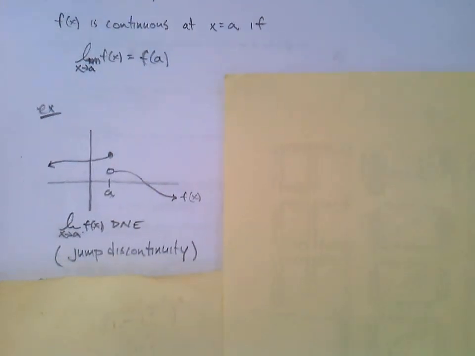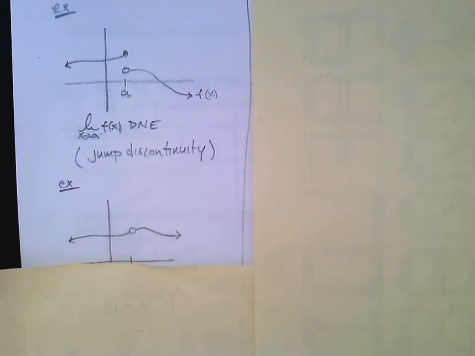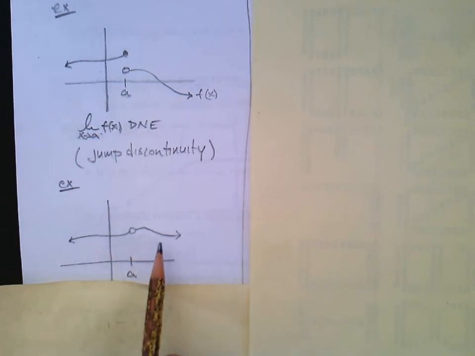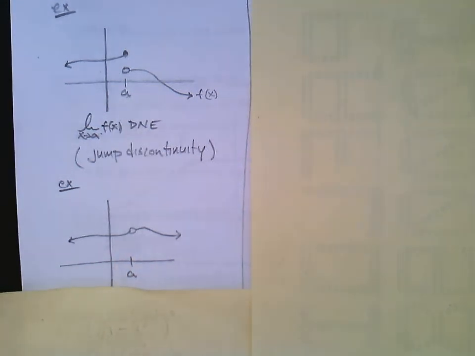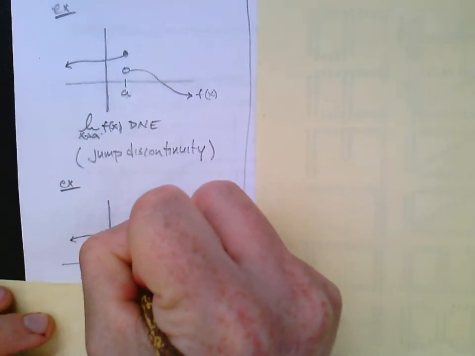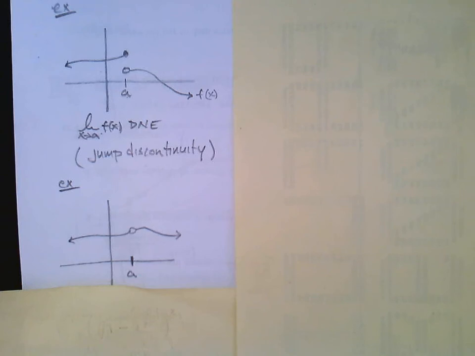Okay, so I got another one coming up right down here. How about this picture? So there's our function. And now what's happening at a? Well, I don't think my line is quite where it should be, but okay, you get the idea. What's happening at a? Now there's a hole. So we had a jump a moment ago. Now we've got a hole.